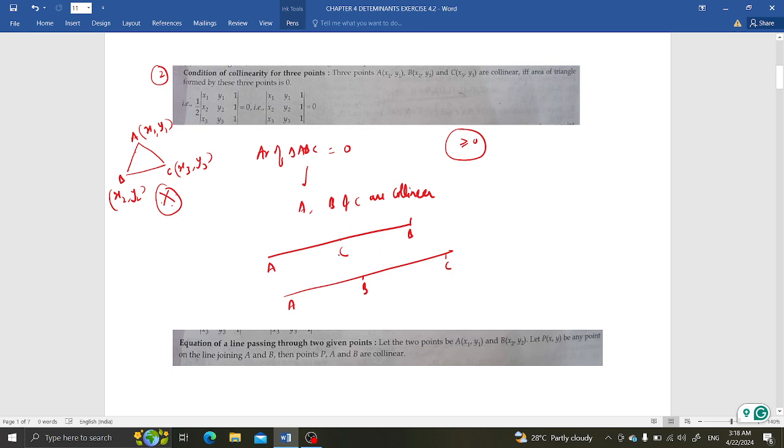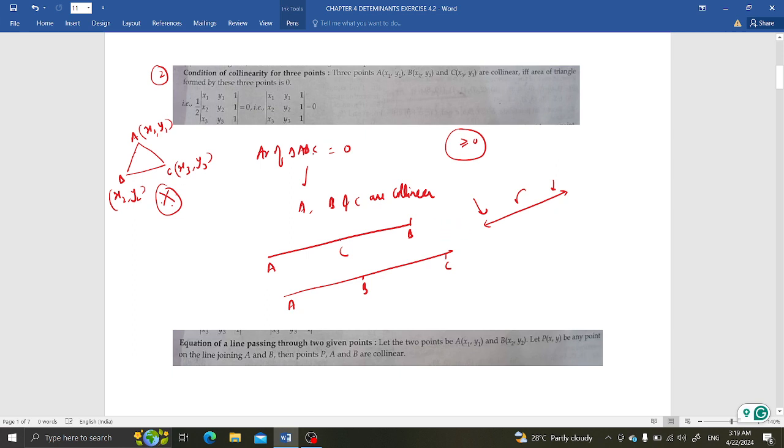Collinearity means that 3 points or more than 3 points are said to be collinear if I draw a line, and then all the points have to lie on that line. Okay, if all the points lie on that line, then we say all the points are collinear. That is the meaning of collinearity.